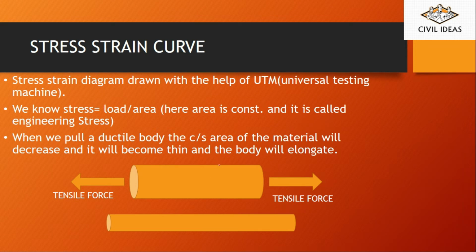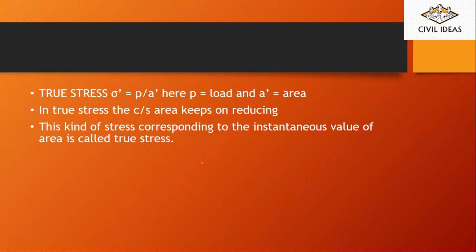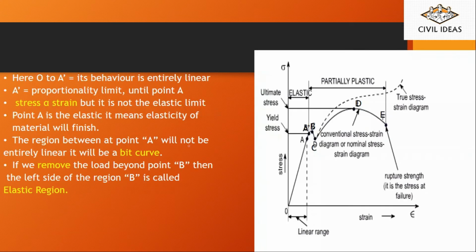I mean to say, if the diameter of this material is D, and after the tensile force is applied on this material, the diameter of the material will change. It will become thinner. Now, true stress is defined as, like engineering stress, load upon area. But the cross-sectional area keeps on reducing, and this stress corresponding to the instantaneous value of area is called true stress.